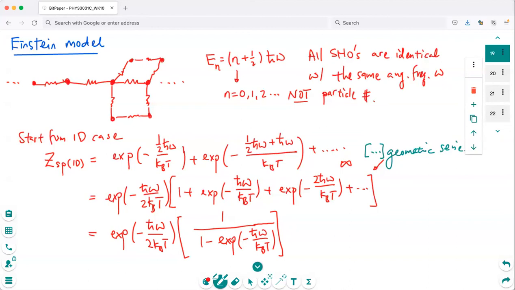My goal is I want to develop the expression for heat capacity. More importantly, I also want to be able to compare with experiments. So I need something more realistic.